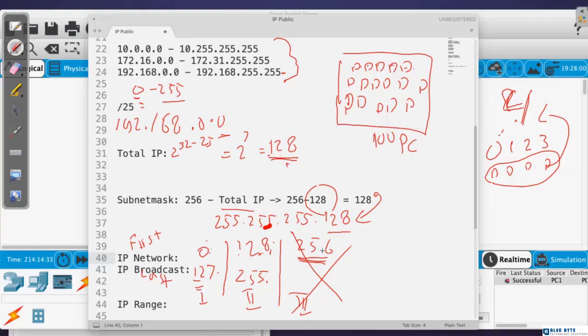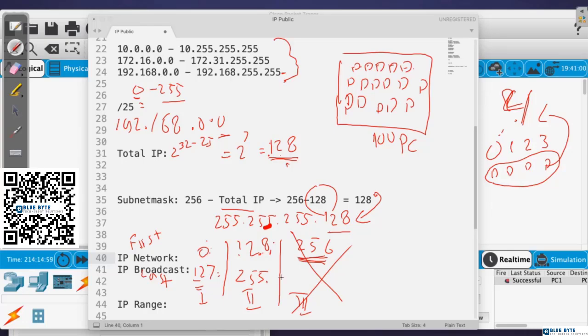For the broadcast IP, we can subtract 1 from the next network IP. Let's say for the first block subnet, the broadcast will be 128 minus 1, which is 127. In the second block subnet, the broadcast will be 256 minus 1, which is 255. Okay, I hope you now understand how to find network IP and broadcast IP.